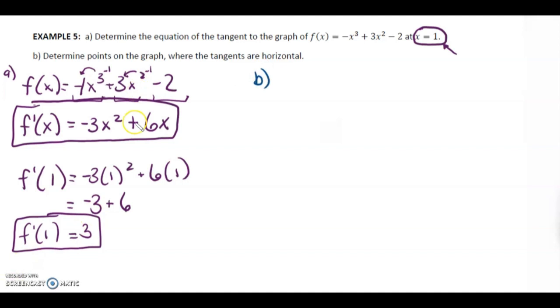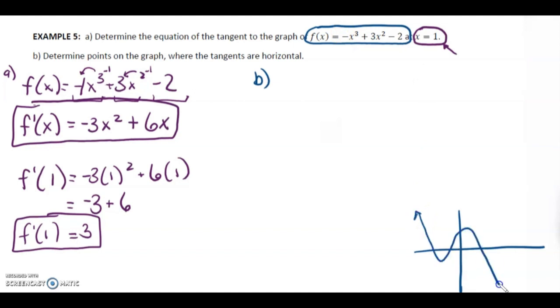So now determine the points on the graph where the tangents are horizontal. So if we had some graph, and just going up to the original here, okay, I don't know exactly what this looks like, but I know it's cubic, and we have a negative coefficient. So we know that it's going to go down, up, down. It's going to go from quadrant 2 to quadrant 4, and it's going to be cubic like this.